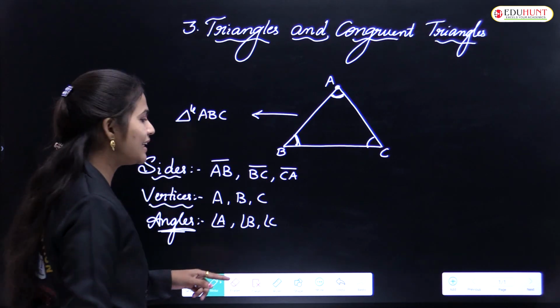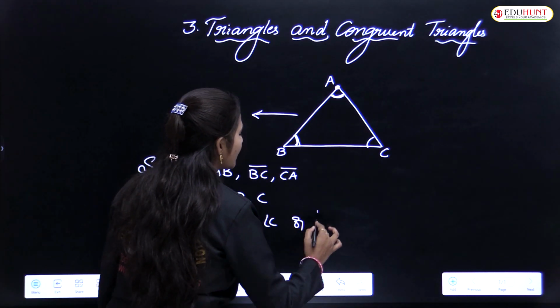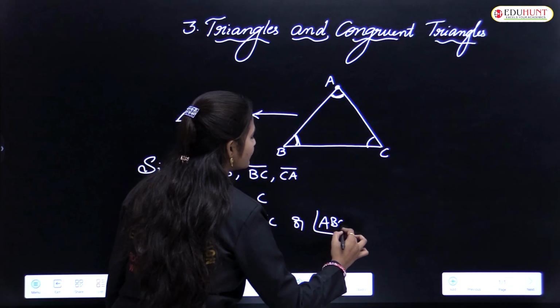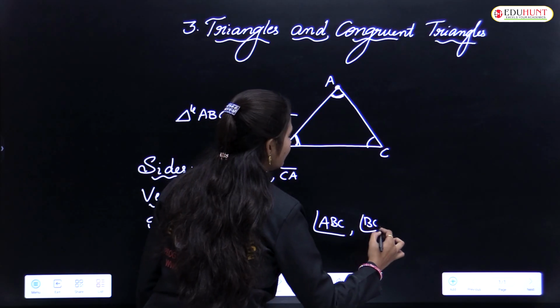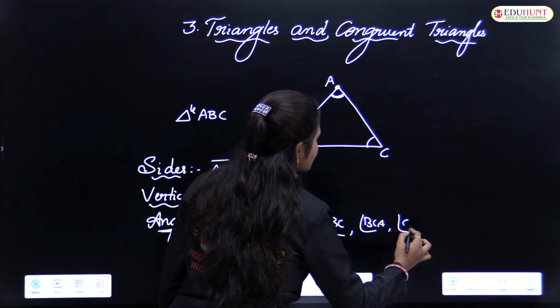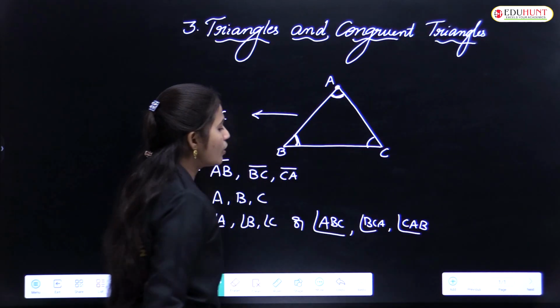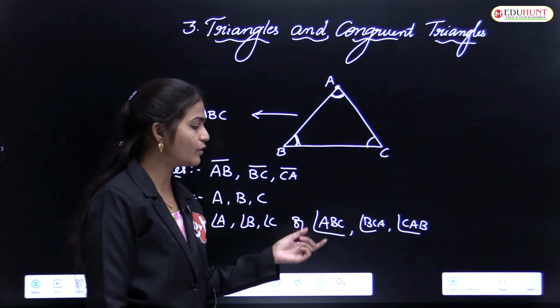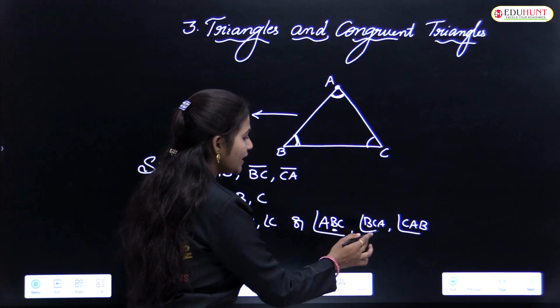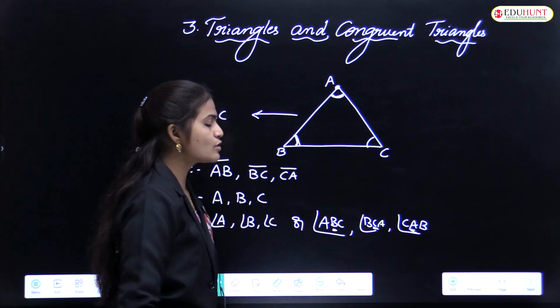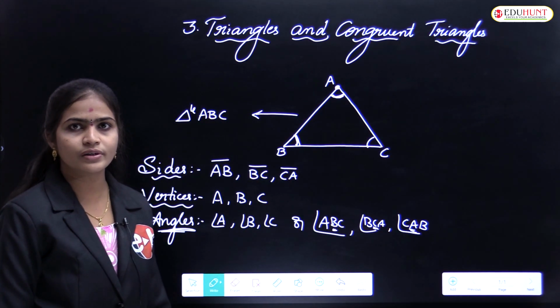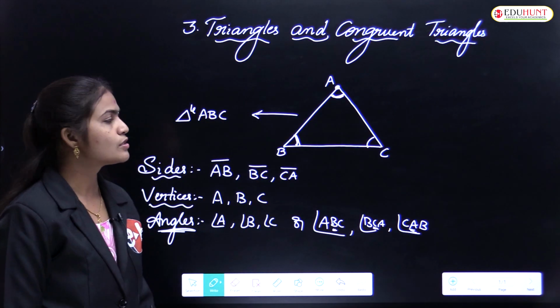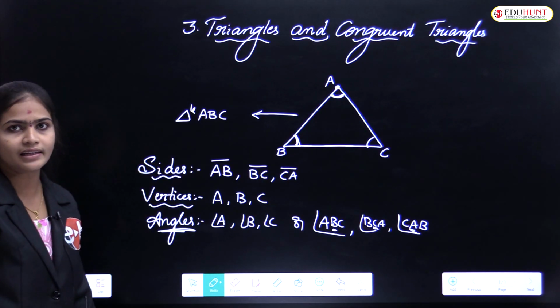In the same way, we can also write angle ABC, angle BCA, angle CAB. The angle is formed at the middle letter. So the angle is at B, here C, here A. So all three angles are covered. Is it clear to you? These are the parts of a triangle.